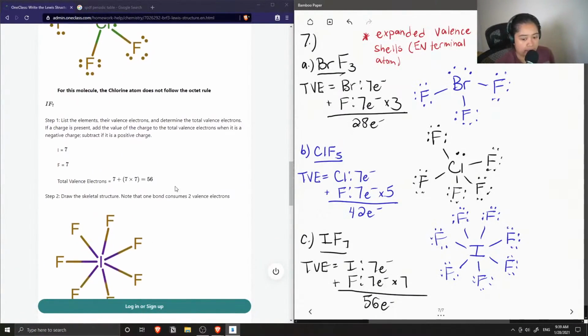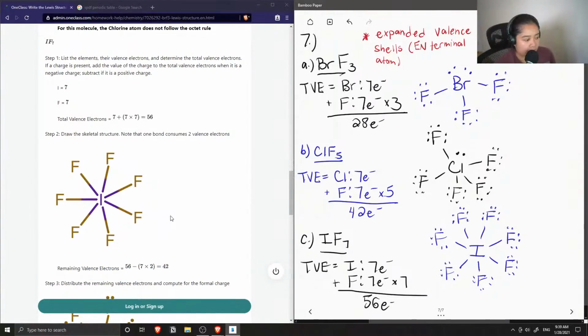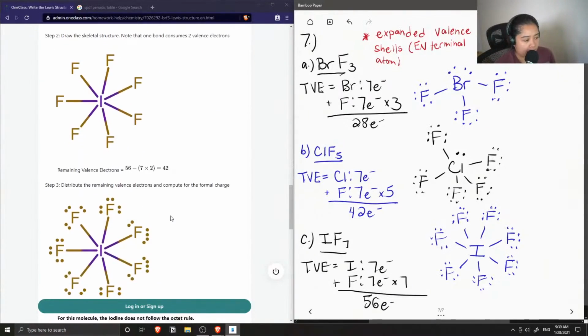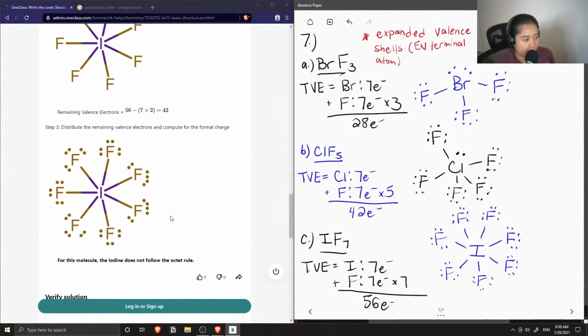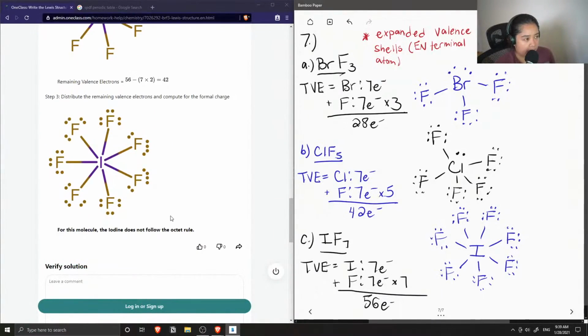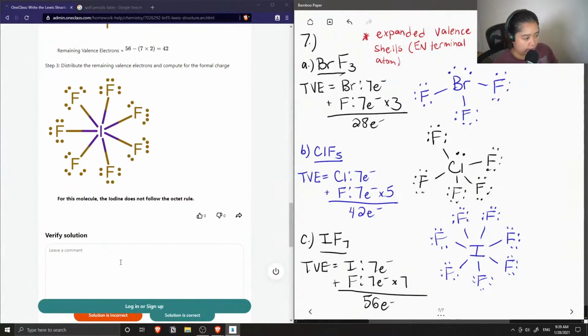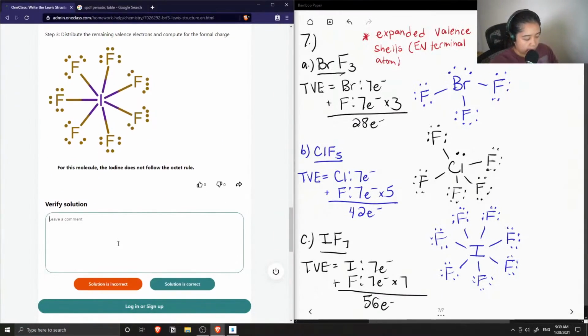And for the last structure, we just have iodine with the 7 bonds to fluorine. Well, it already contains all the electrons that we need, and it also does not follow the octet rule. So this solution is correct.